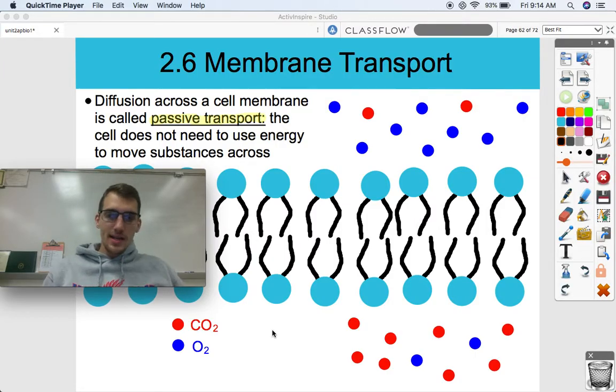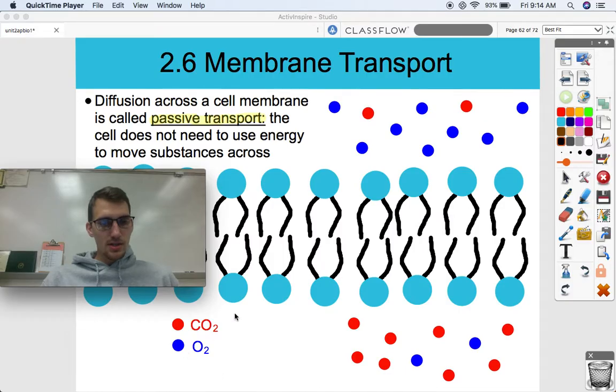So to illustrate this again, we've got our fancy phospholipid bilayer here. We've got a higher concentration of oxygen, these blue dots, on one side, and a higher concentration of carbon dioxide on the other side. Let's say this is the inside of the cell and this is the outside. If I'm a cell, I really want to get rid of my carbon dioxide because it's a waste product, and I really want to bring in oxygen so I can do my metabolism and make my ATP. So what I want on this side needs to come in, and what I want on this side needs to go out.